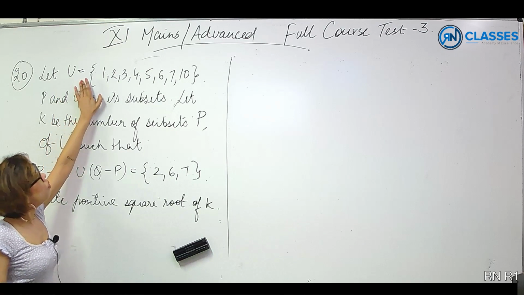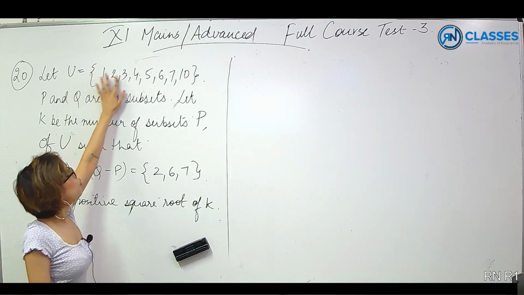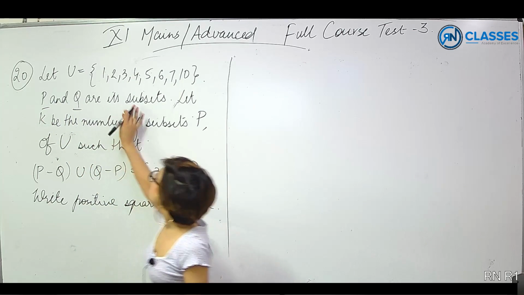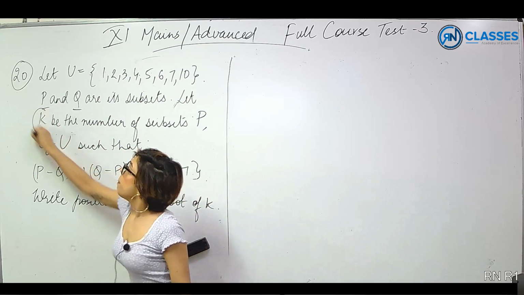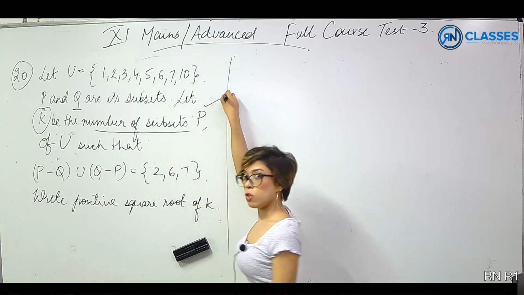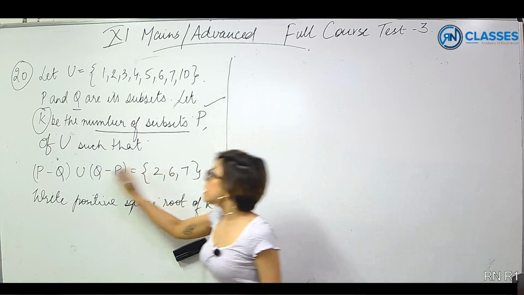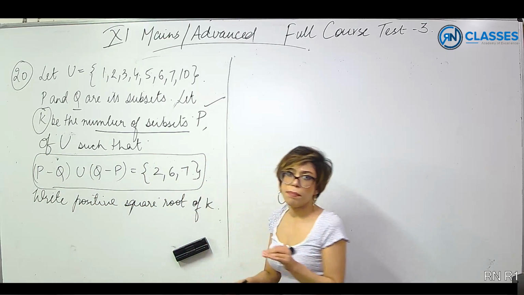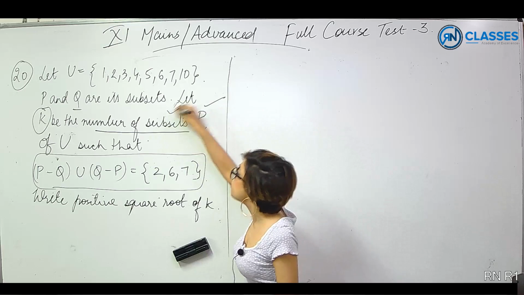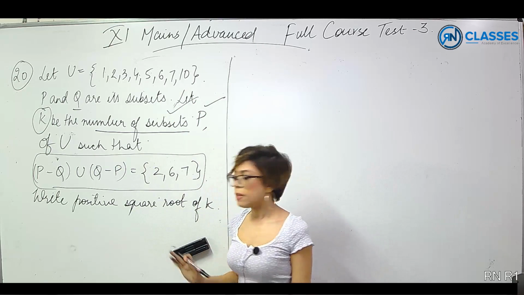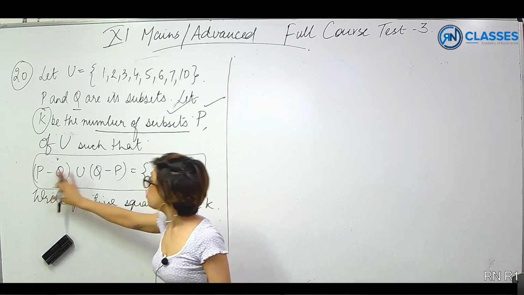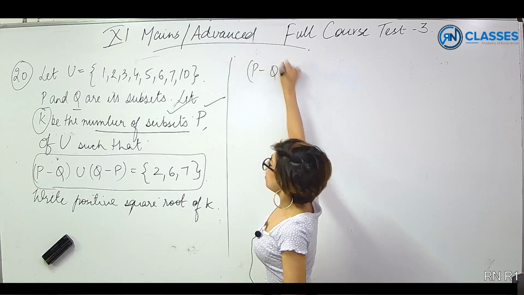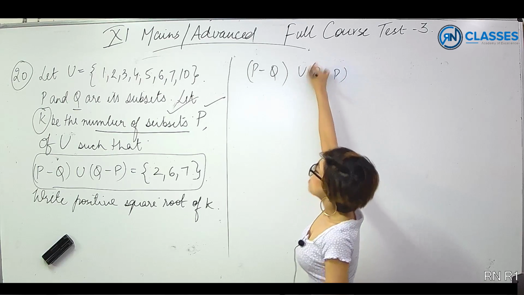Now he says let U contain the elements 1, 2, 3, 4, 5, 6, 7, 10. Then he says P and Q are its subsets. Let K be the number of subsets P. So he is talking about subset P such that this condition is satisfied. Write first is square root of K. Basically, I need to find the number of subsets P which satisfy this condition. Right? Now, he says P minus Q union Q minus P is this set.